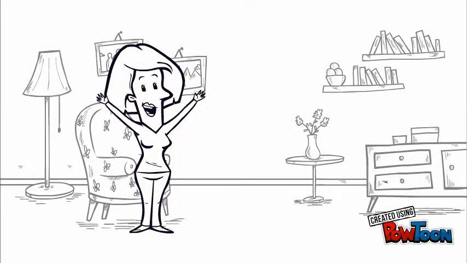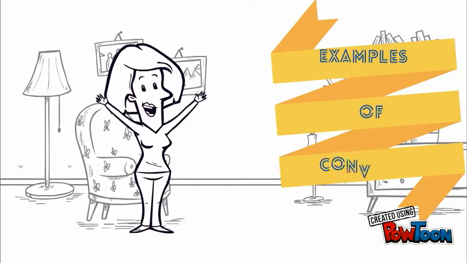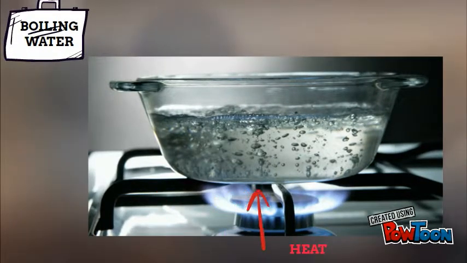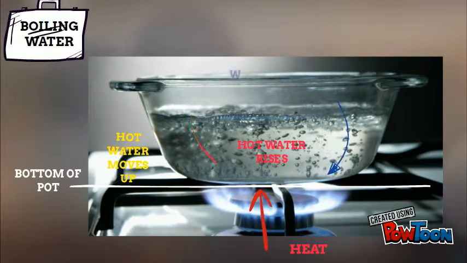After learning about conduction, let us now see examples of how convection is applied in our everyday life situations. Our first example in convection is boiling water. The heat passes from the burner into the pot, heating the water at the bottom. Then, this hot water rises and cooler water moves down and replaces it, hence causing a circular motion.